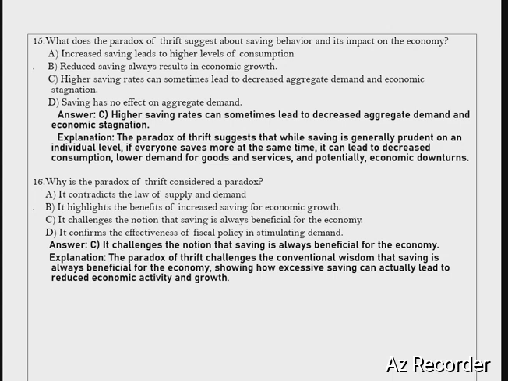Next question is, what does the paradox of thrift suggest about saving behavior and its impact on the economy? Option A, increased saving leads to higher level of consumption. Option B, reduced saving always result in economic growth. Option C, higher saving rates can sometimes lead to decreased aggregate demand and economic stagnation. Option D, saving has no effect on aggregate demand. Correct answer is option C.